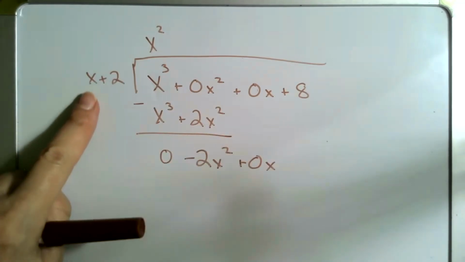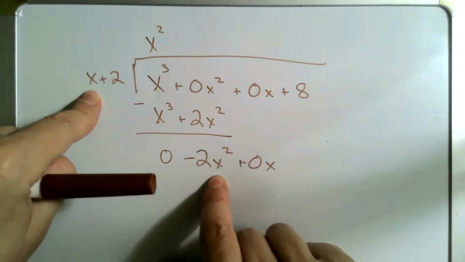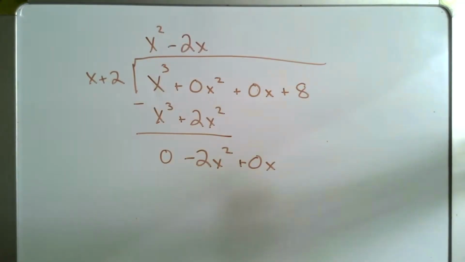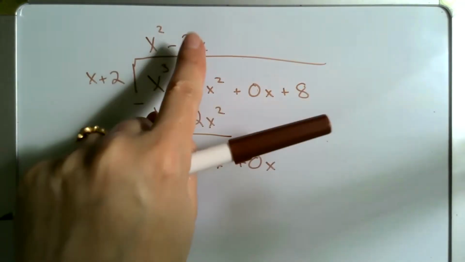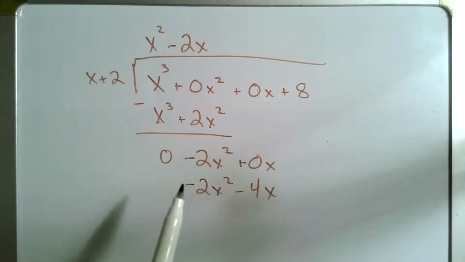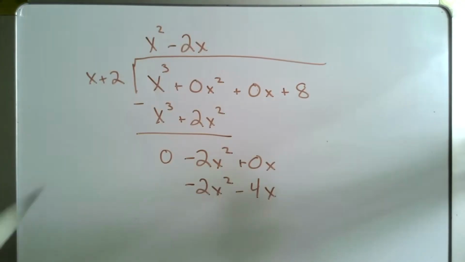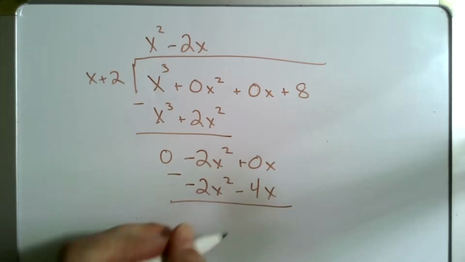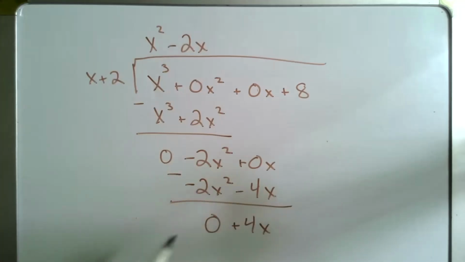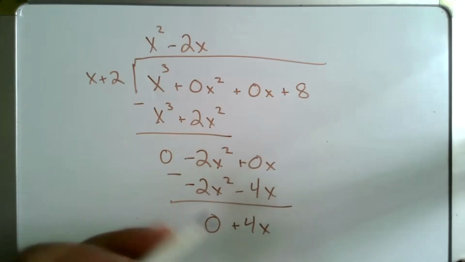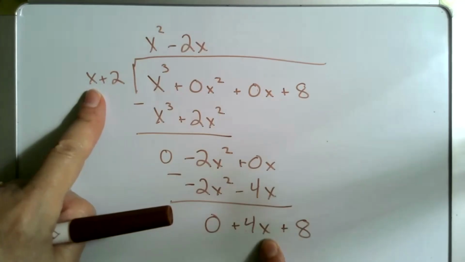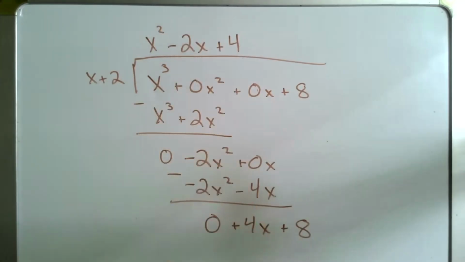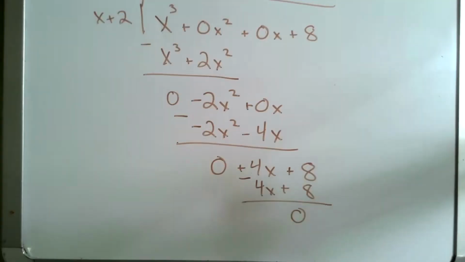Looking at firsts, x and negative 2x squared. What do I need to multiply? Negative 2x, that's correct. I'm going to multiply it into each term. Minus 2x squared, minus 4x. What's next? Correct, subtract. Minus minus means plus. Everybody get 0 plus 4x. Excellent. And finally, I'm going to bring down my last term. Looking at firsts, x, 4x. Everybody get 4. Multiply through. 4x plus 8 minus 4x plus 8 leaves me with 0.